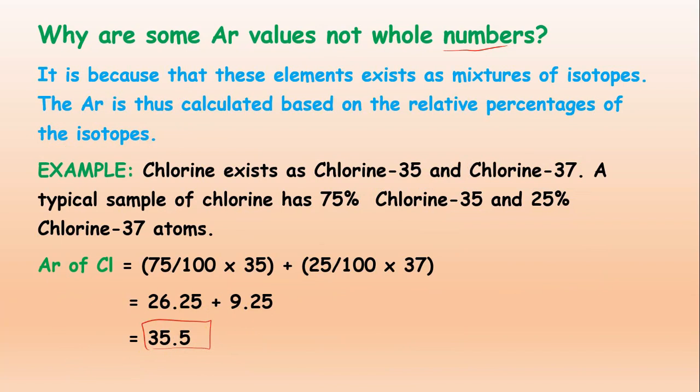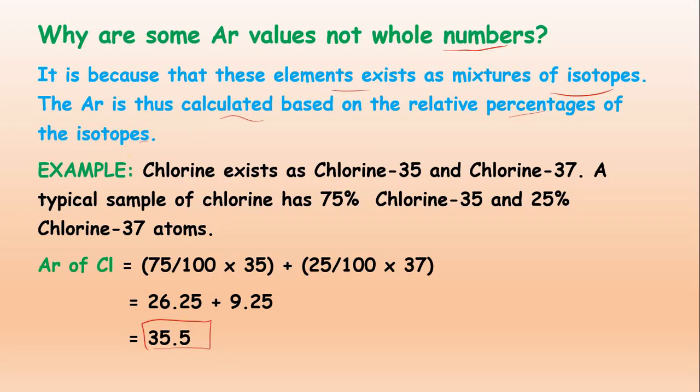That is 35.5. What is the reason why it is not a whole number? It is because these elements exist as a mixture of isotopes, and the relative atomic mass is thus calculated on the basis of the relative percentage of their isotopes. So that is the reason it is in decimal form.